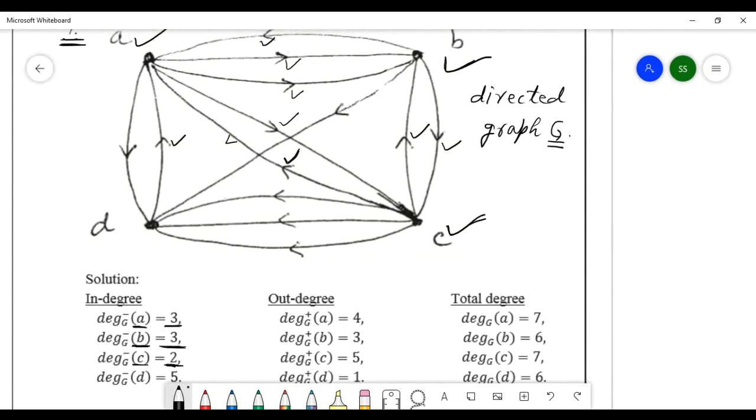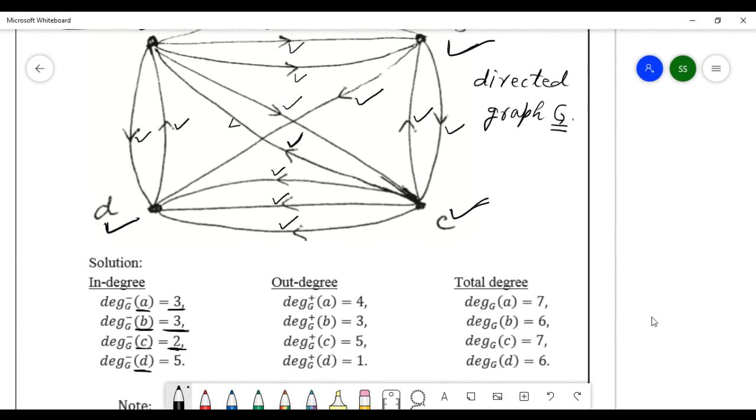Now in degree of this vertex D, this one. How many coming here? This coming 1, this coming 2, this coming 3, this coming 4, and this coming 5. Here 5. Okay. So this is 5. Right? Now come to out degree.